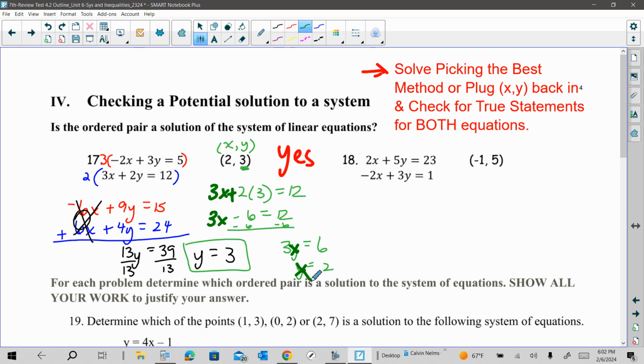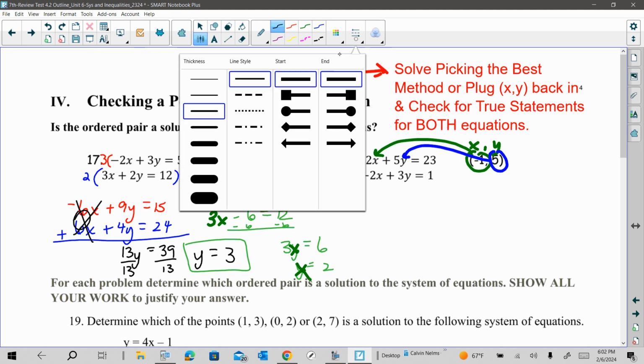Now, let's say you didn't want to pick a method. You just want to check the point. Back to what I was saying. Remember, this is your ordered pair. That's an x and a y. So what you could do is plug in these numbers. So this -1, I can plug in for the x, and my +5, I'll plug in for the y. And you want to work it out and see if it's a true statement, because it's this check for true statement. So I'm going to plug it in and show you what this would look like.